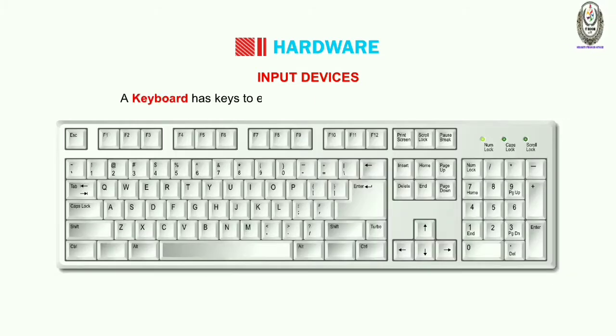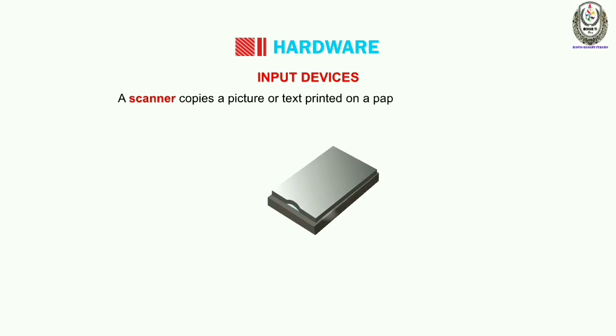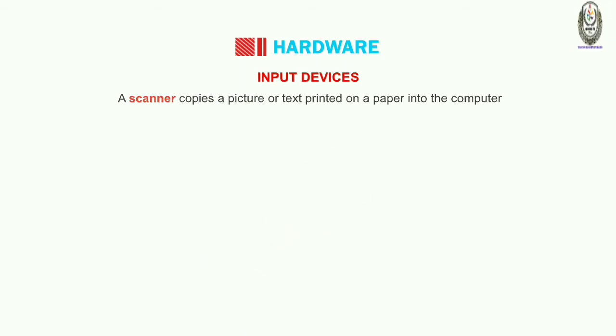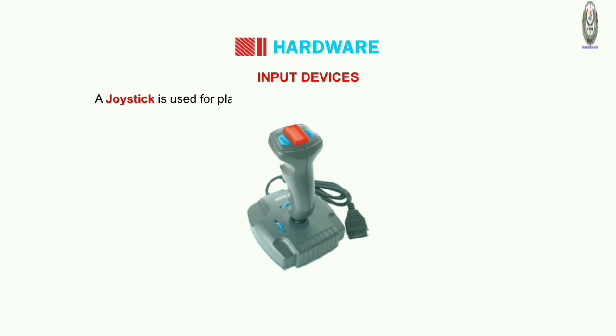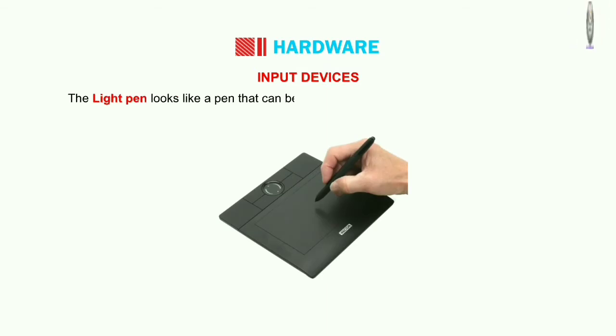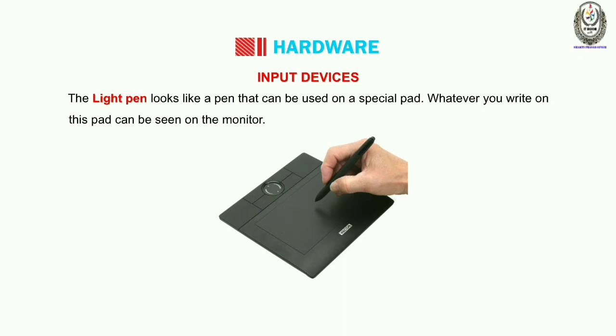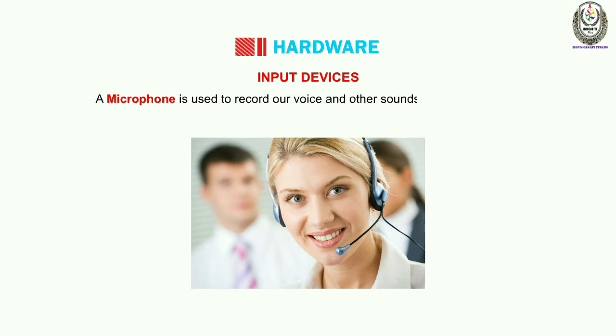A keyboard has the keys to enter data and instructions to the computer. A scanner copies a picture of text printed on a paper into the computer. A mouse is used to point, select and move the objects on the screen. A joystick is used for playing games. It helps to move the items on the screen. The light pen looks like a pen that can be used on a special pad. Whatever you write on this pad can be seen on the monitor. A microphone is used to record a voice and other sounds into the computer.